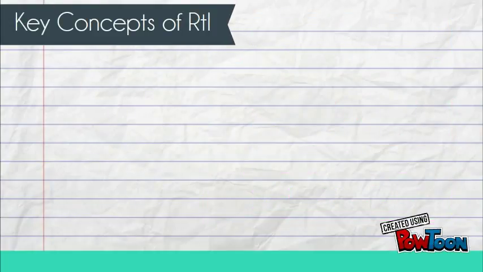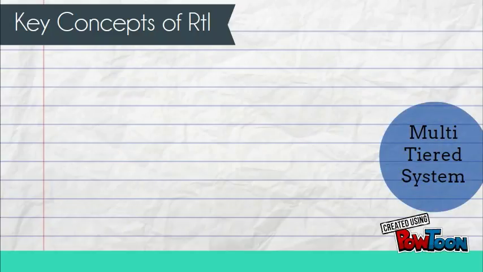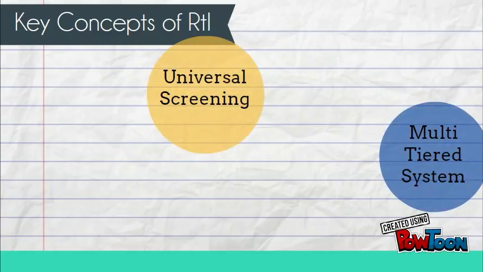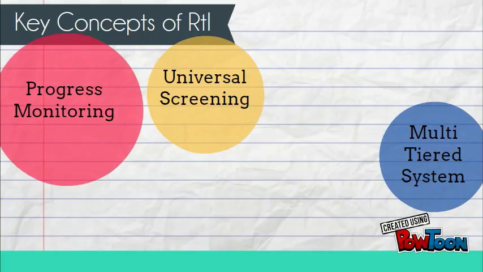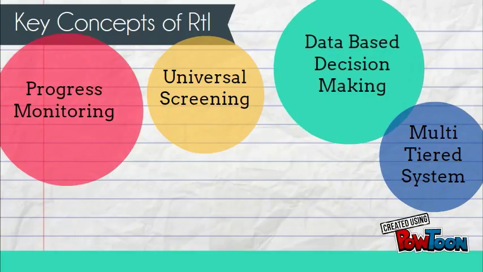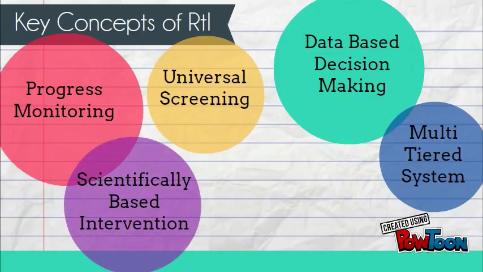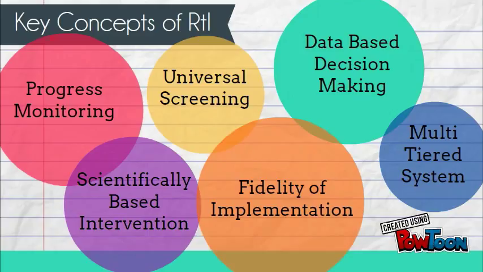RTI follows 6 key concepts. It is a multi-tiered system that uses a universal screening process. Progress of students are closely monitored and decisions made by the student success team are based on data collected. Interventions used for students must be scientifically based, and you must faithfully and consistently follow practices.